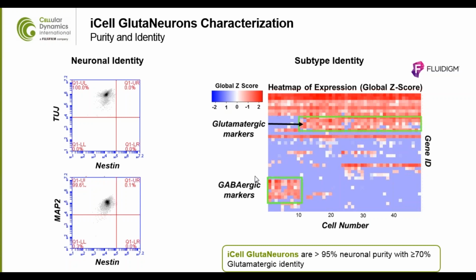What we're looking at here is a heat map of the expression. We've got around 50 cells on the x-axis. On the y-axis are all the various genes. And we can see up here on top, we've got the glutamatergic markers, and down below, we've got GABAergic markers. And we can see we're sitting at about 75 to 80% glutamatergic neurons. So we've got a highly pure neuronal population that is greater than 70% glutamatergic in identity.